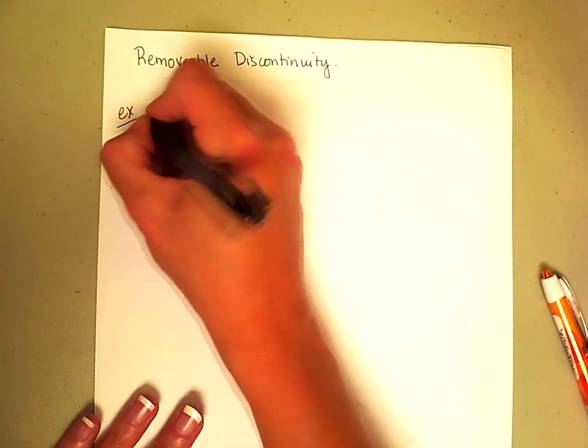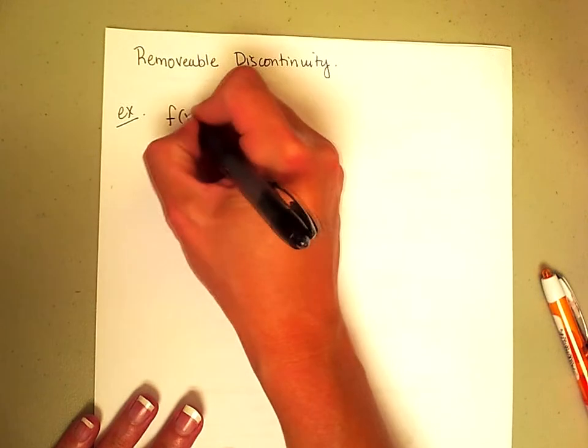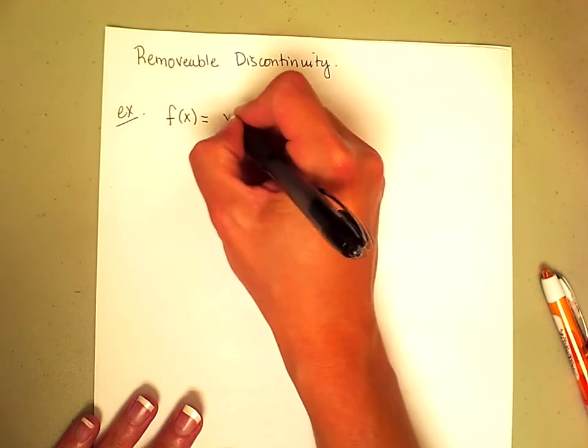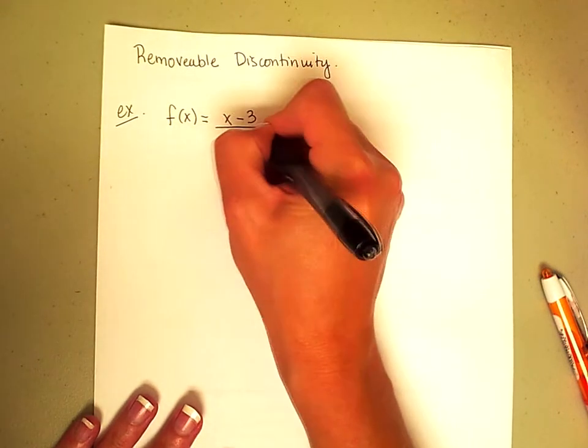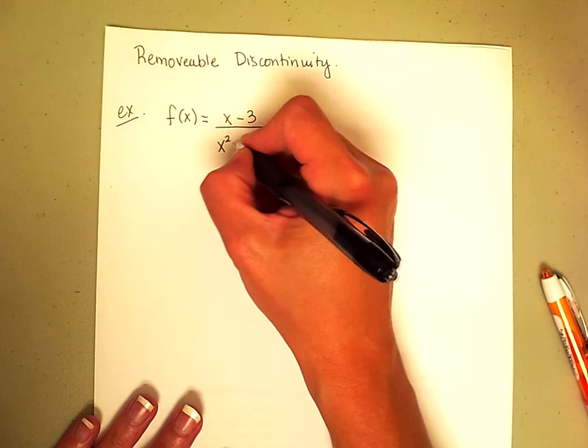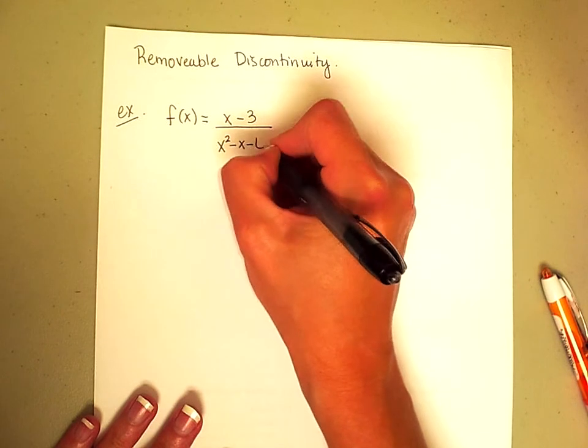So for example, let's try and deal with the rational function x minus 3 over x squared minus x minus 6.